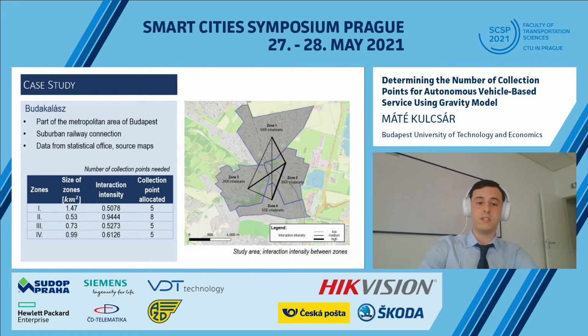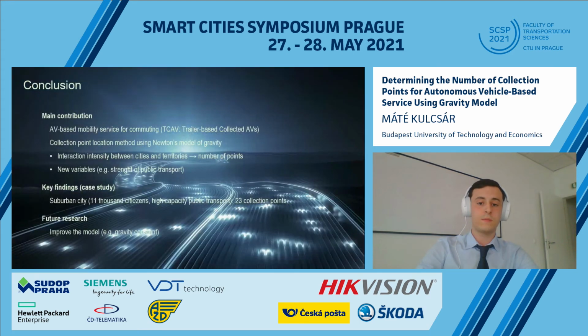The city was divided into zones. We have created an autonomous vehicle-based mobility service to improve the commuting phenomenon. We developed a number of collection point determination method using a gravity model. We introduce new variables into the models for more accurate analysis, such as the time factor or public transport factors. The interaction values between the cities and zones give a required number of collection points.